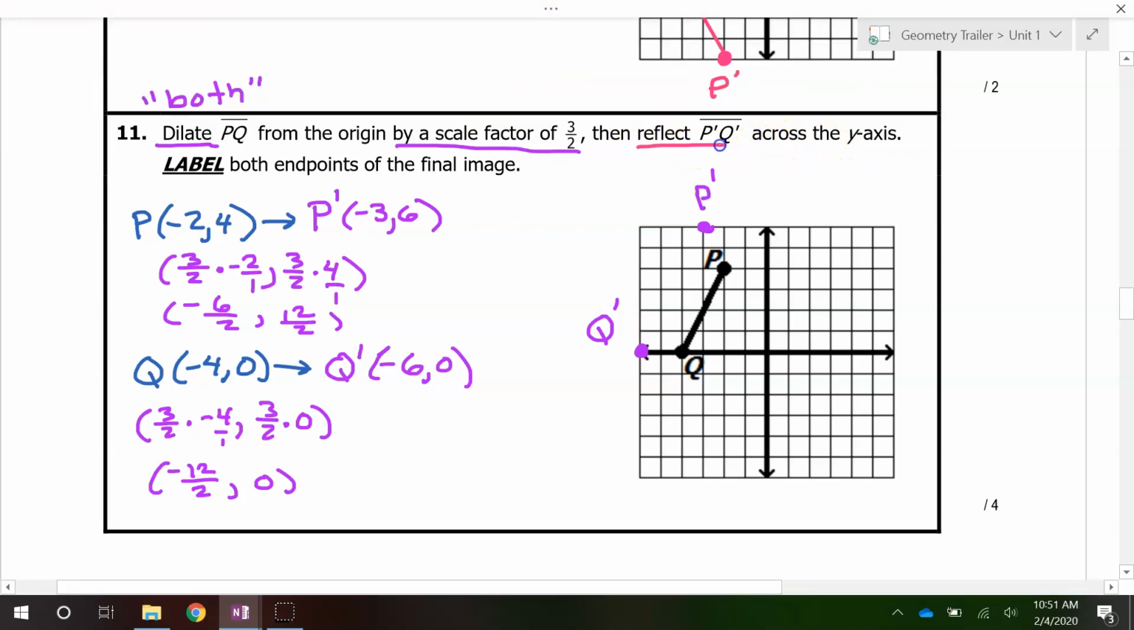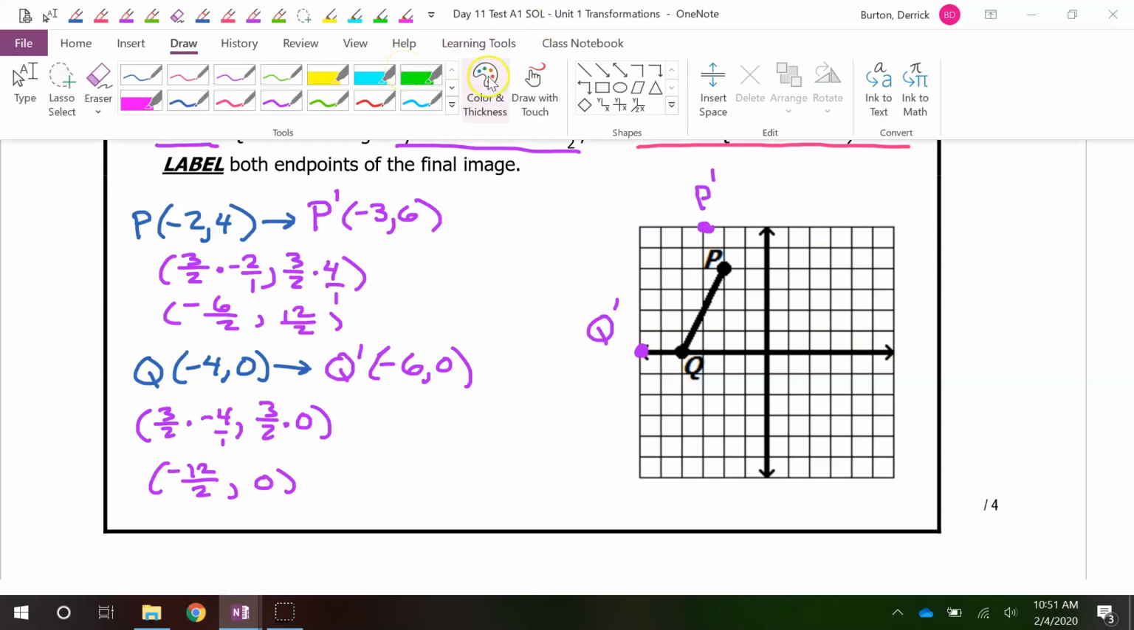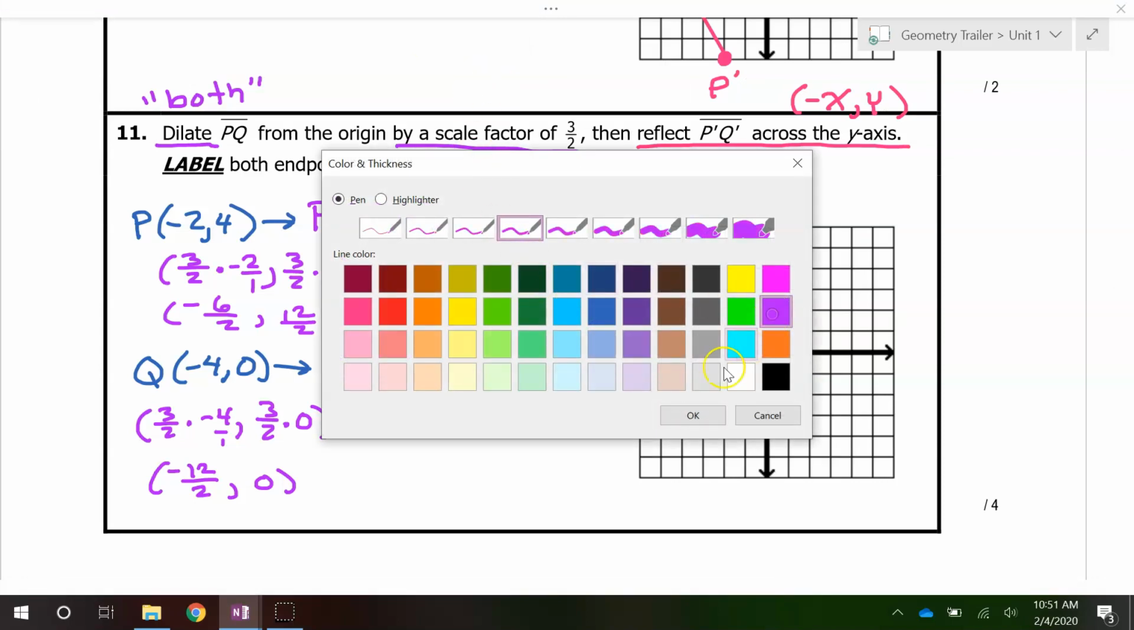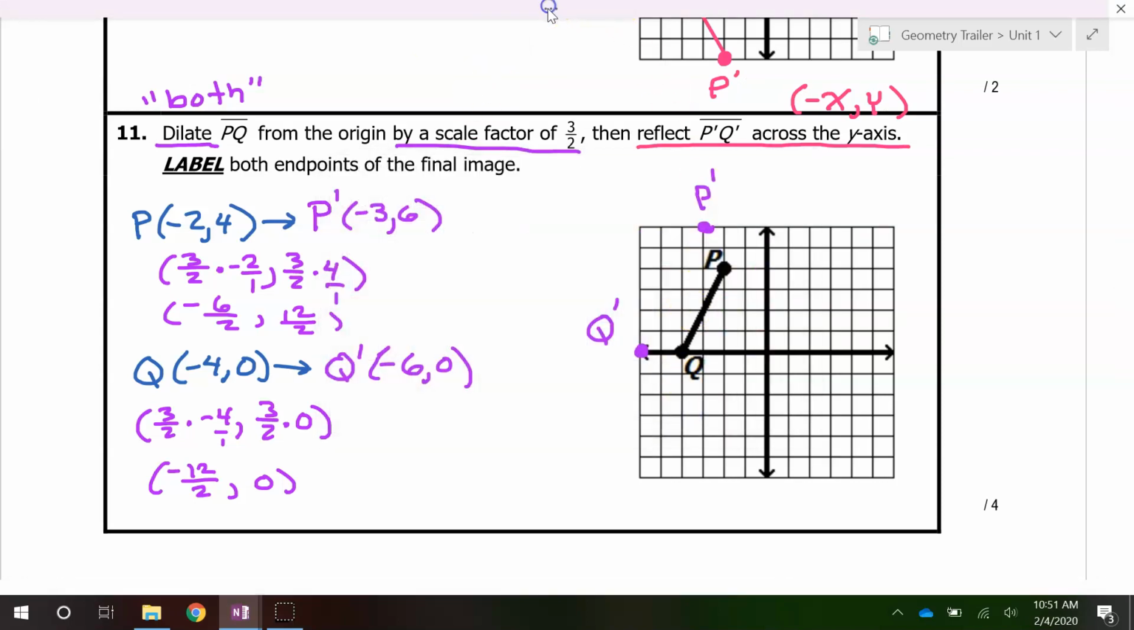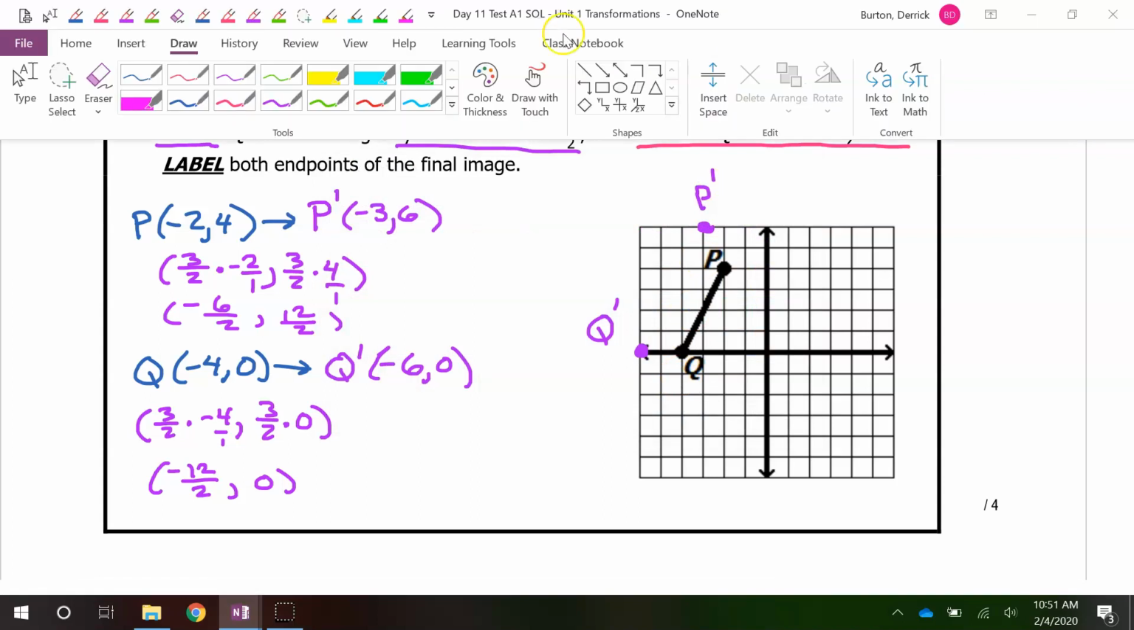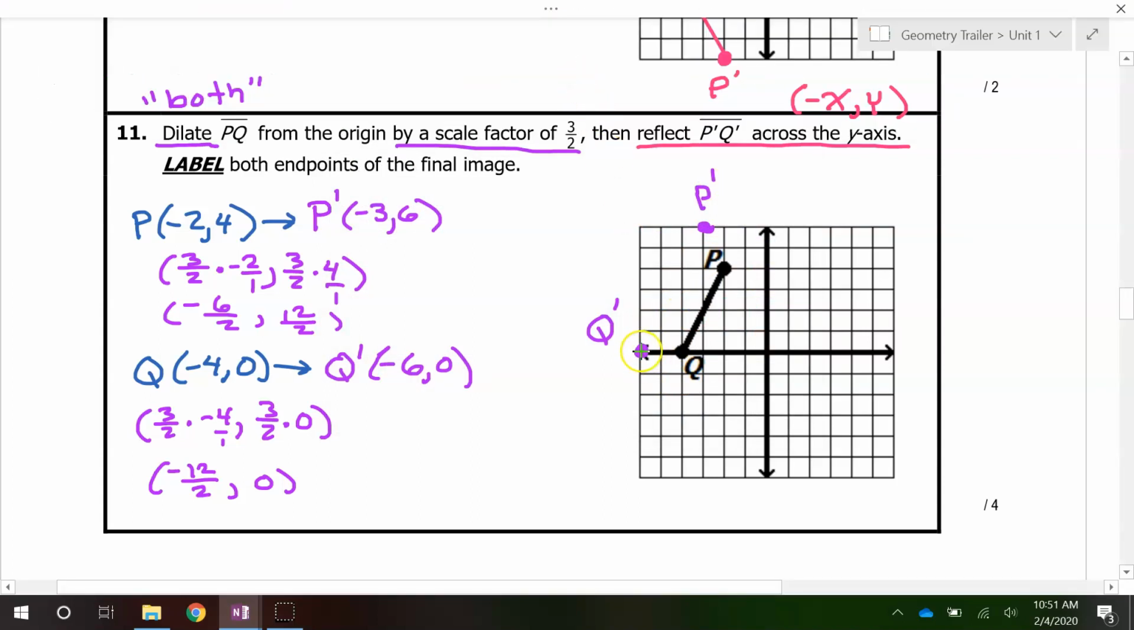Okay, so I'm going to reflect across the y-axis. Now, when you do this reflection, the rule is that it's going to be the opposite of x, comma, y. So, oh, you know what? I forgot to draw the line, and it's beginning to bother me. Okay, so there is the segment after the dilation.